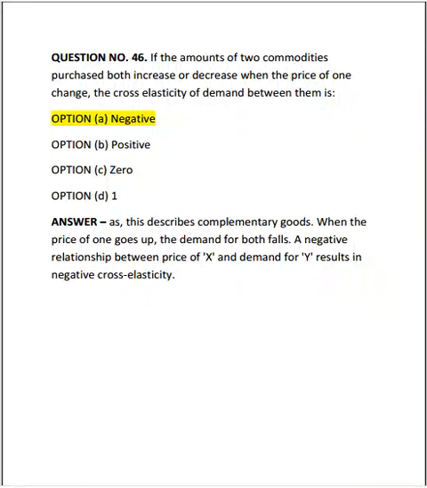Question no. 46. If the amounts of two commodities purchased both increase or decrease when the price of one changes, the cross elasticity of demand between them is: Option A, negative. Option B, positive. Option C, 0. Option D, 1. Answer: as this describes complementary goods. When the price of one goes up, the demand for both falls. A negative relationship between price of X and demand for Y results in negative cross-elasticity.